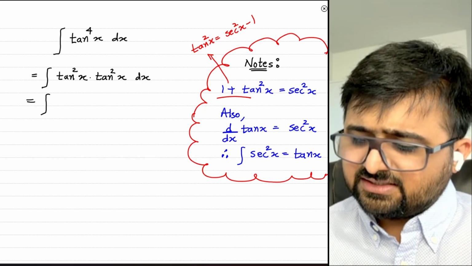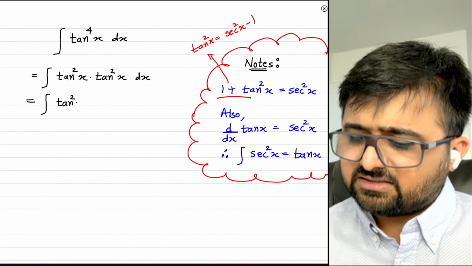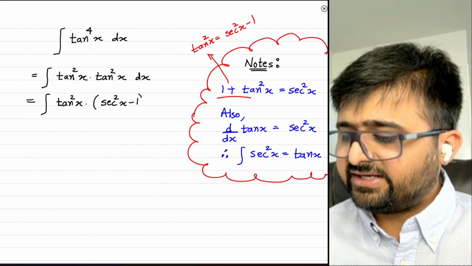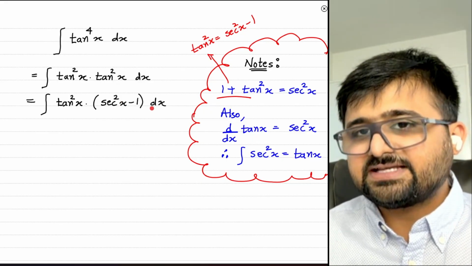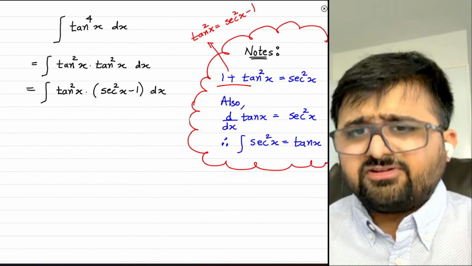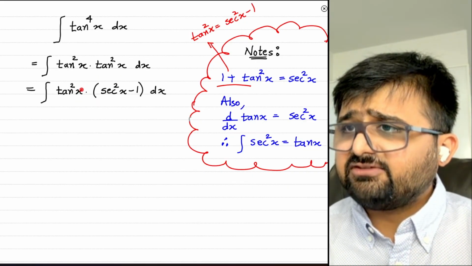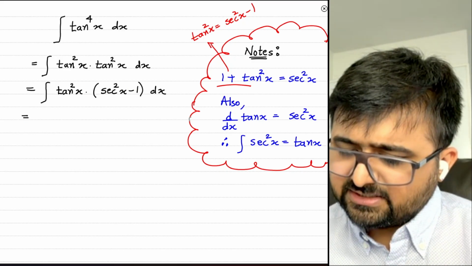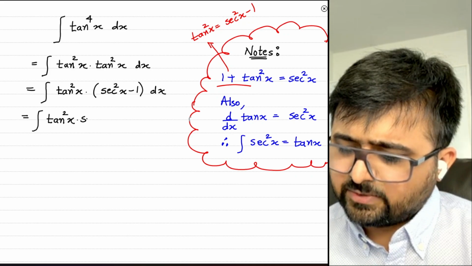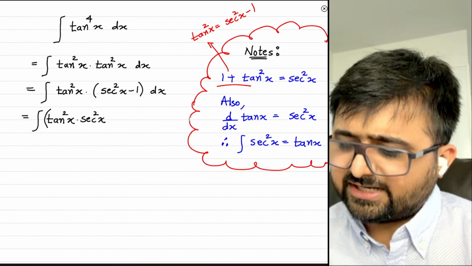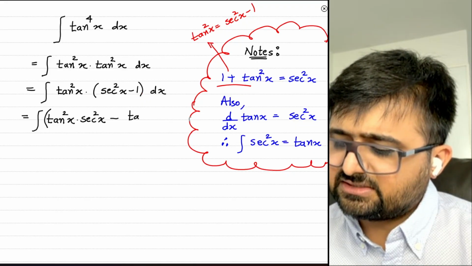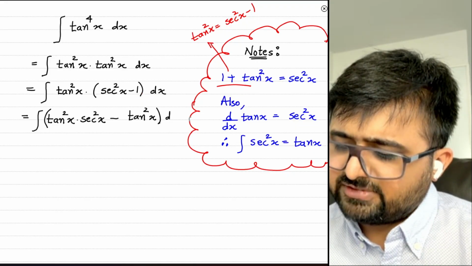So this integral is going to become tan square x times sec square x minus 1, with respect to x. By doing this, I was able to introduce a sec square x, which is the derivative of tan x. We can multiply that tan square x inside and give it to both of the terms. So this integral is going to look like tan square x times sec square x minus tan square x times 1, which is tan square x, with respect to x.